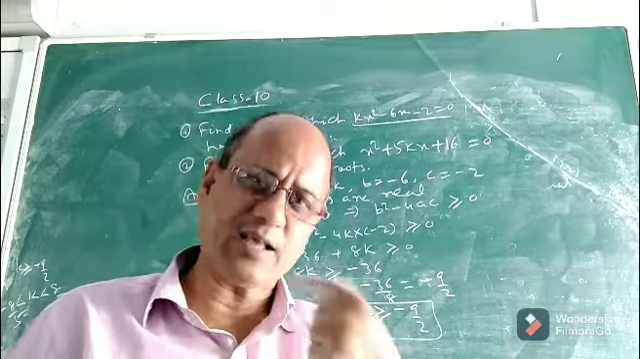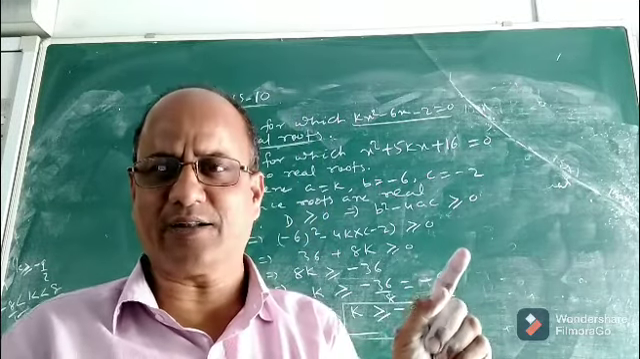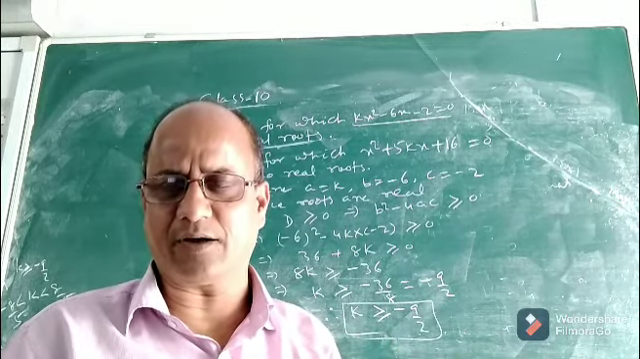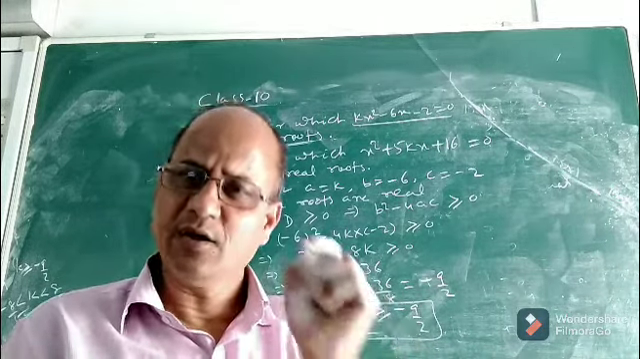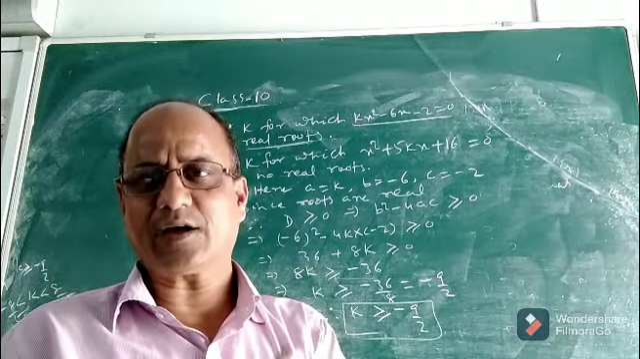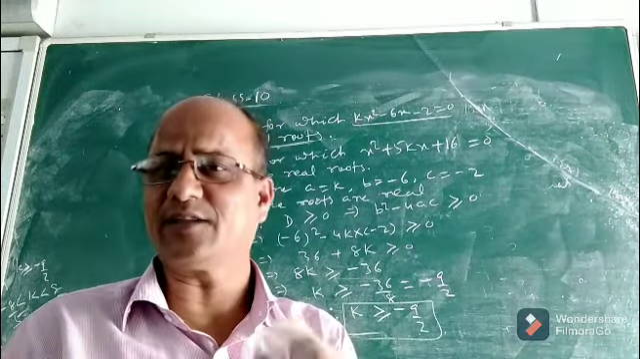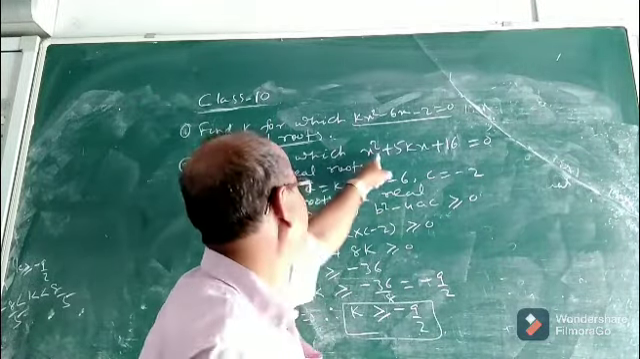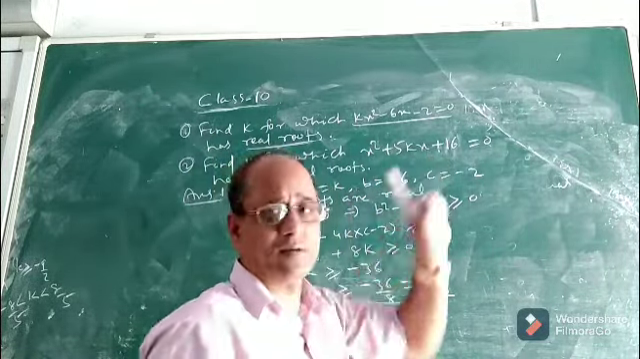No real roots means it has imaginary roots. But we do not know about imaginary numbers. The concept of imaginary numbers will be taught in class 11 and 12. So at present we will say that it has no real roots. Under what condition? The condition is D should be less than 0, means D should be negative. The discriminant of this equation must be negative.